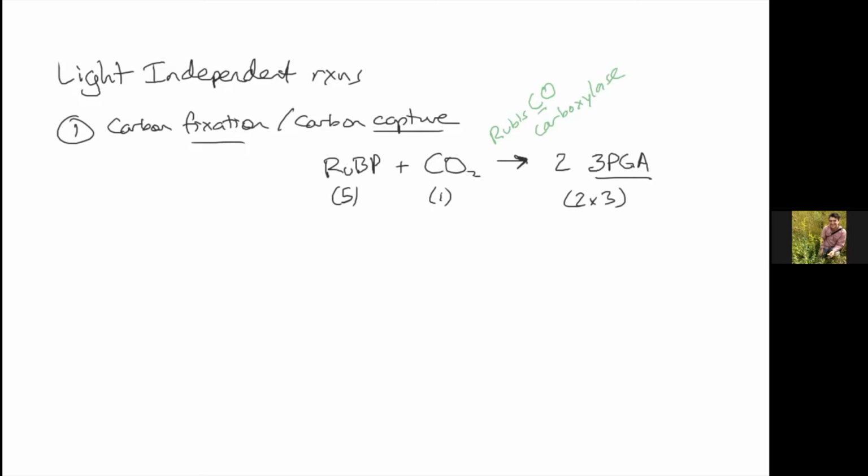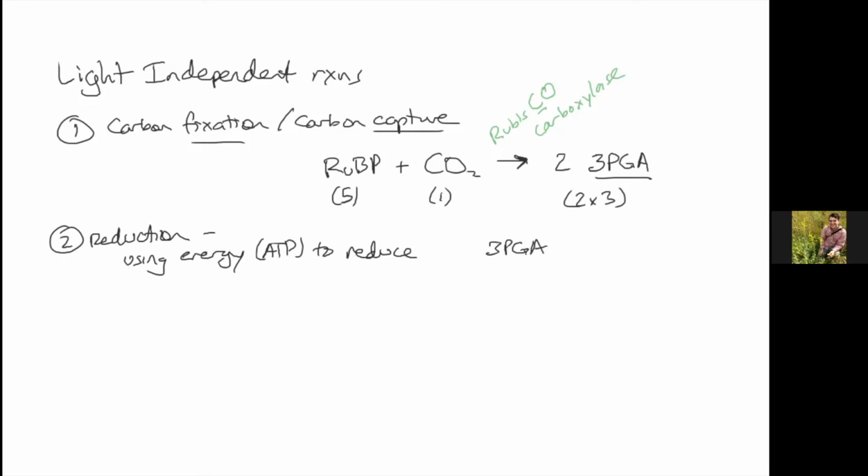The second step in the process is called reduction. And in this process, all we're doing is using energy in the form of ATP to reduce 3 PGA molecules to these G3P molecules. So each one of these is a 3-carbon molecule. Each one of these is a 3-carbon molecule. So all we're doing is reducing or adding some of that energy. This G3P can be used to synthesize sugars.